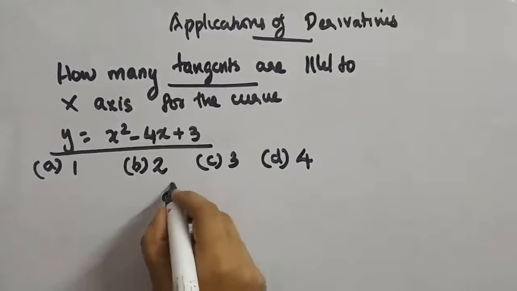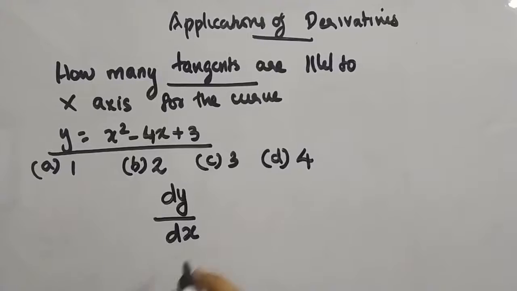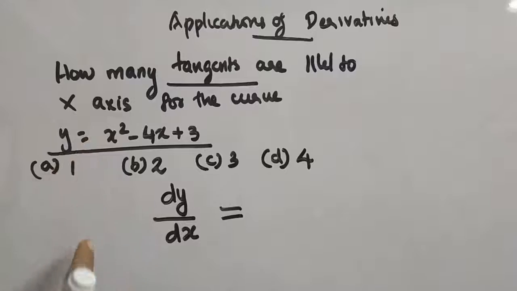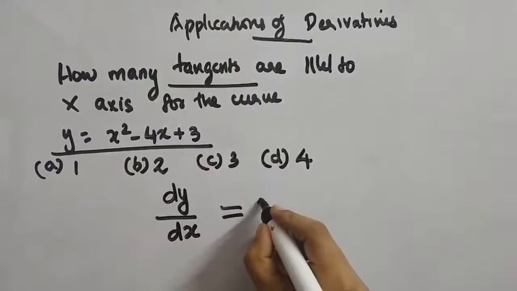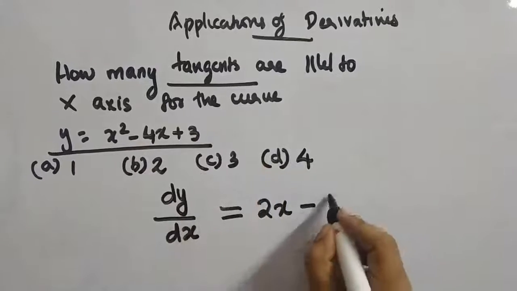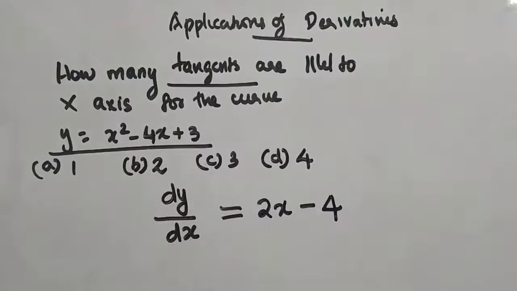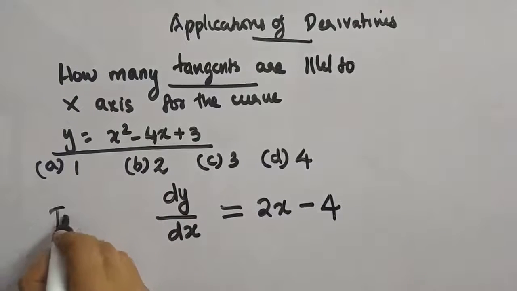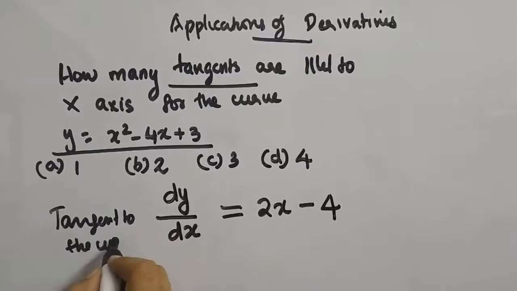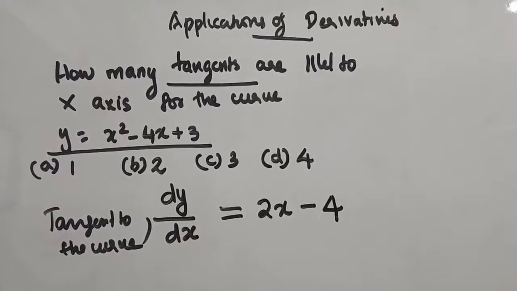Tangent of the curve is given by dy by dx. So take the derivative of this function. Derivative of x square is 2x minus derivative of 4x is 4 plus derivative of 3 is 0. So the slope of the tangent to the curve we got as dy by dx is equal to 2x minus 4.